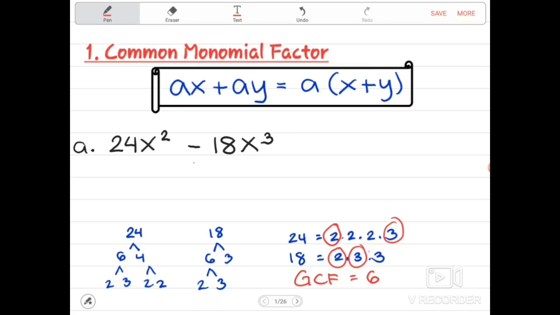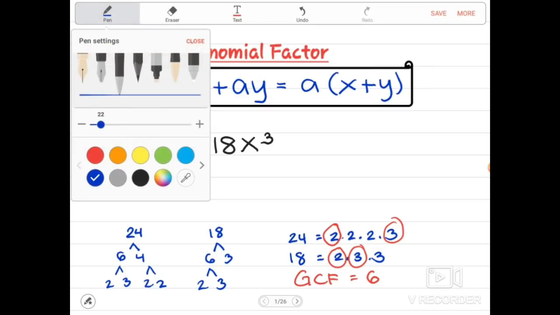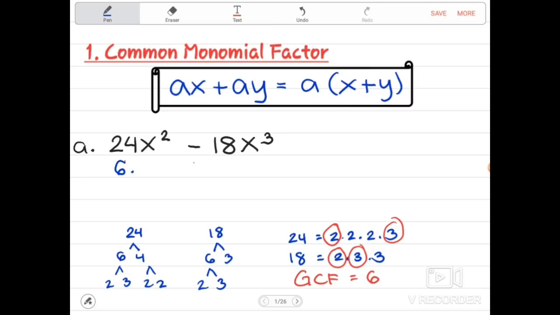So let us apply the formula. Expand muna natin yung given para makita kung paano siya gagawin, no? So 24, we can rewrite it as 6 times 4. Then for x squared, we have how many x? That is 2, x times x. Okay? So minus, for 18, we can rewrite it as 6 times 3. Then for x cubed, how many x do we have? We have 3, so x times x times x. In-expand ko lang muna siya para makita nyo kung paano ginagamit yung formula.